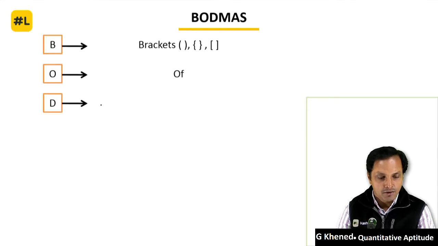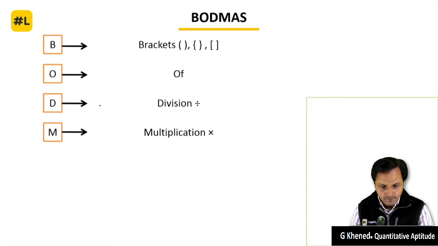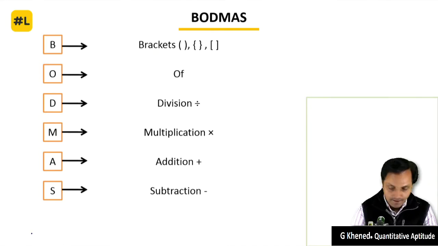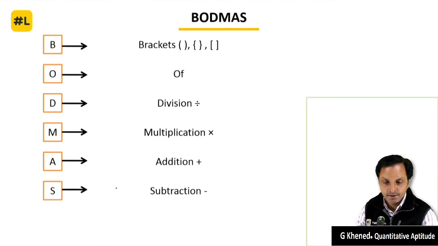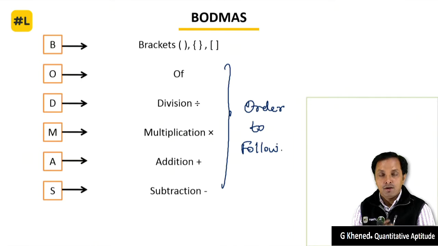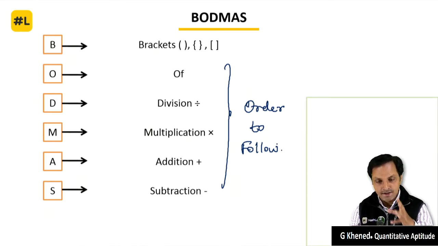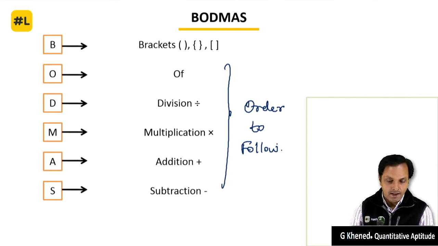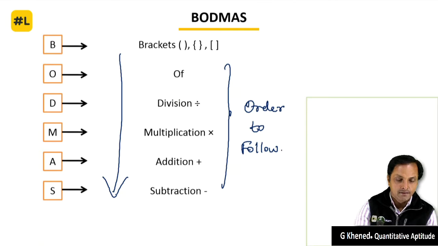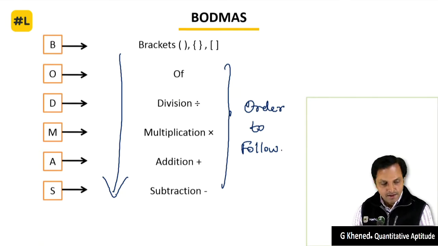Brackets, of, then you have to follow the D. D is nothing but division, multiplication, addition, and then comes the last, subtraction. This is the order to be followed always. You should concentrate on solving brackets. Then if there are some terms which are divided, you have to first divide them. Then if some terms are multiplied, you need to multiply them. Then you should take care of the addition. Finally comes the subtraction. Please follow this order: divide, multiply, add and subtract. Let me take you through some examples here.